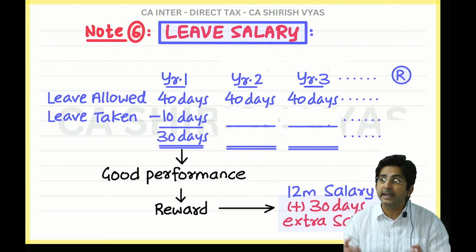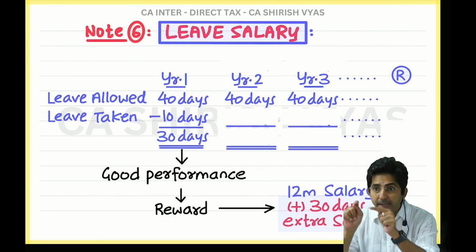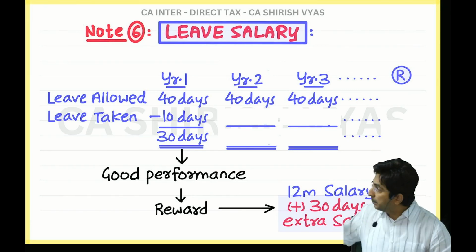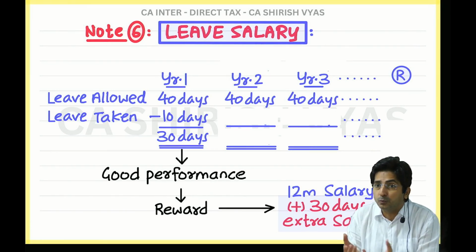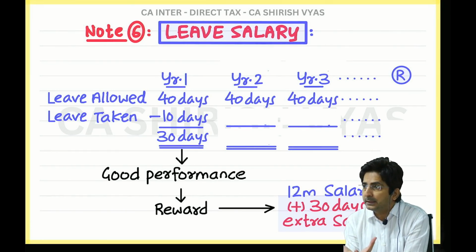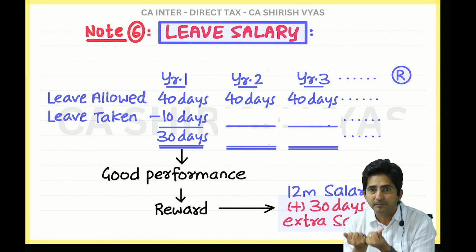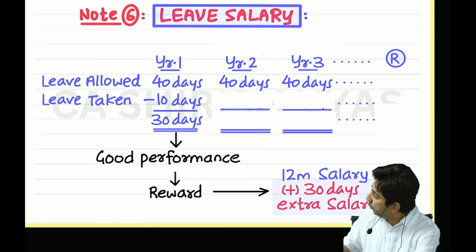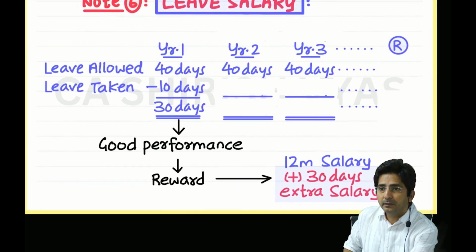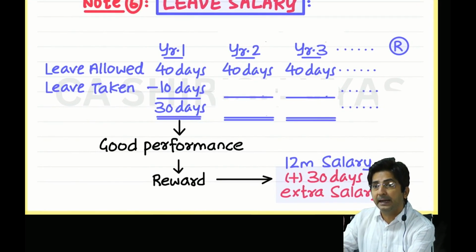And leave salary takes birth when? When you have taken less leave. That's why my example says you took only 10 days, wow. So the remaining 30 days leave you can encash. You know, when will you get this extra 30 days salary? Usually you will get it at the end of the year.